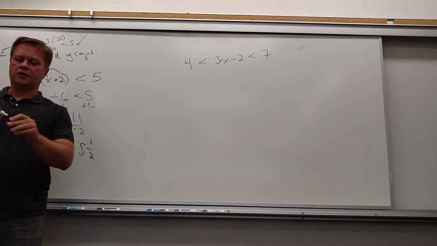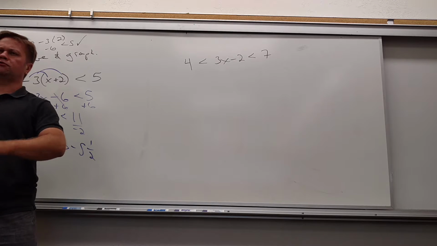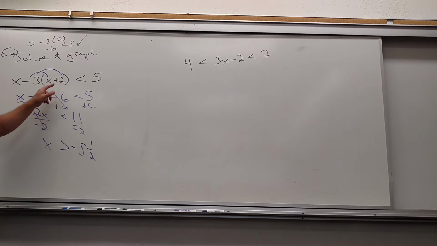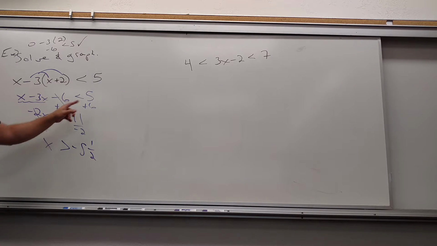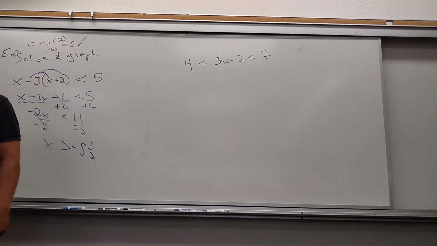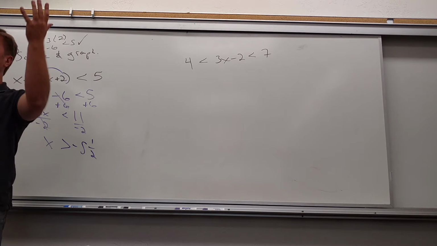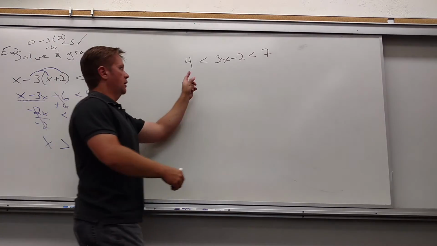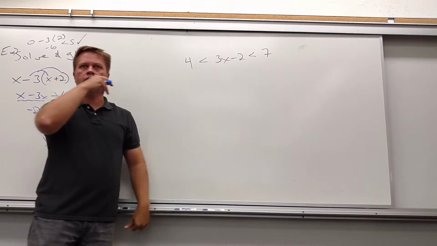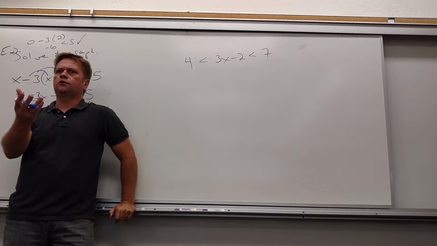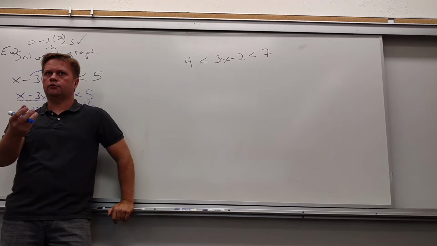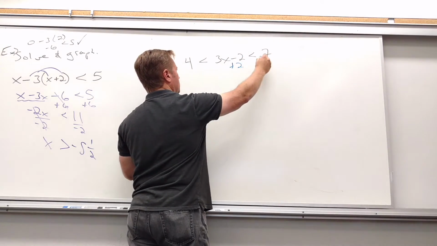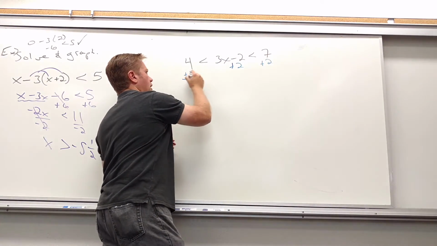Now, people freak out about this and they rewrite it with too much writing. What do I always do when I'm solving something? Whatever I do to one side, I do to all the other sides. I would never have said that before because we only had 2 sides. How many sides do I have now? 3. I have the left side, the right side, and the inside. What's the first thing I do to start solving for x? Add 2. If I add 2 to the inside, I better add 2 to the right side and to the left side.